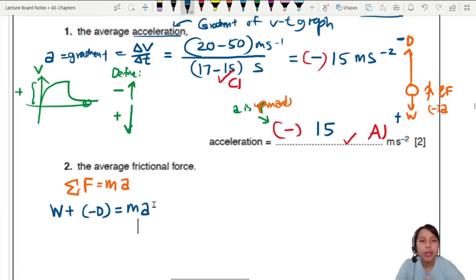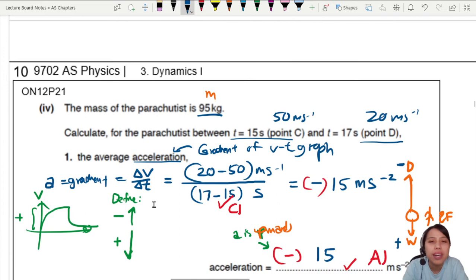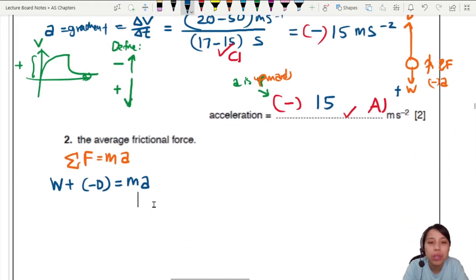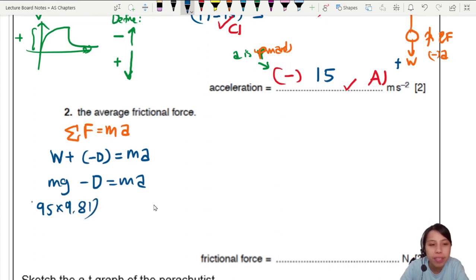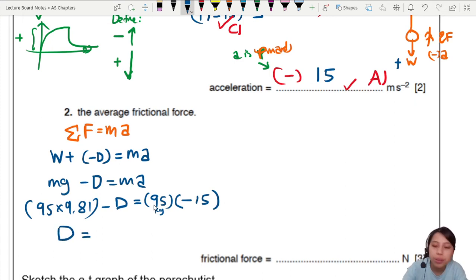Then the mass they gave to us just now, right? What's the mass? 95 kg. Okay, so the weight, mg, minus D equals ma. This will be 95 times 9.81 minus the drag force, I suppose. The frictional force equals 95 kg times the acceleration at that point. We stick to the same system, right? Let's give it a negative sign then. Okay, so with this, we should get a D value of about 2356.95.